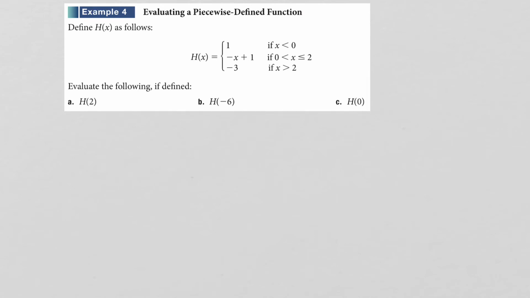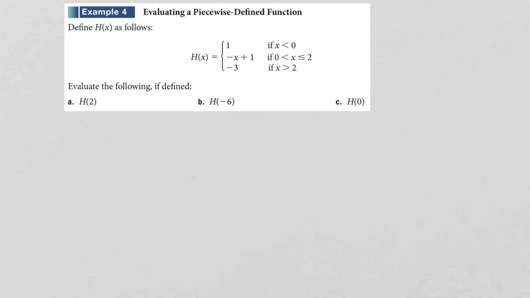So here we have a function h of x is equal to the number 1 if x is less than 0. It's equal to the function negative x plus 1 if x is a number between 0 and 2. And it's equal to negative 3 if x is a number bigger than 2. So what we want to do is take this definition of a function and find the following function values.